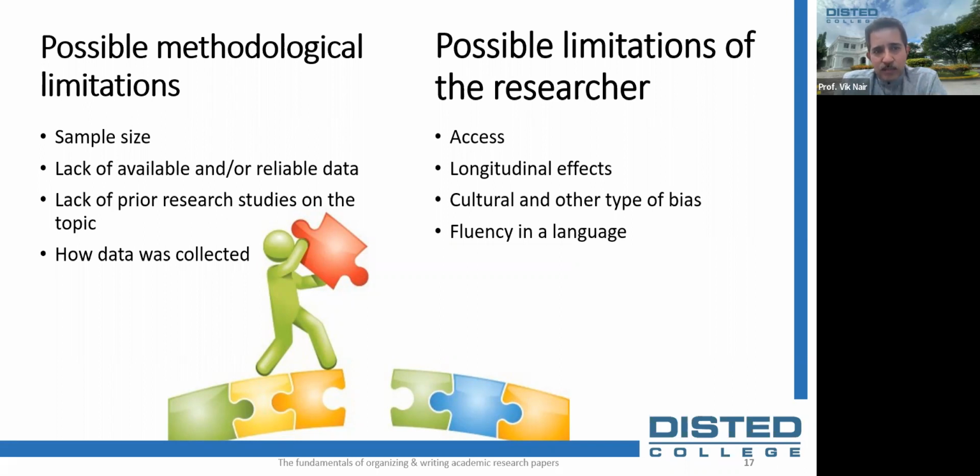So don't make a quick judgment on a certain area unless you're very sure that you have actually explored whatever needs to be explored. So the limitation that you put there, you cannot be accurate if you have not done a proper thorough research in the first place. And the last one is how the data was collected.